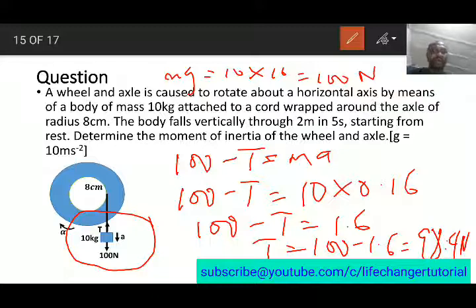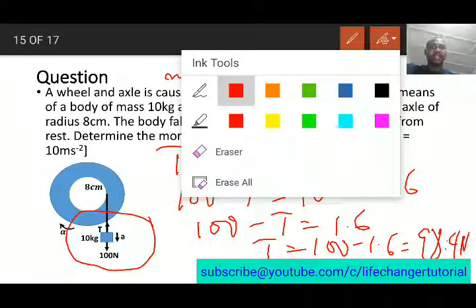But remember, in this question, we are not asked to find tension. We are asked to find the moment of inertia of the body. But I also want to bring to our notice a formula. You can write down 98.4 somewhere.